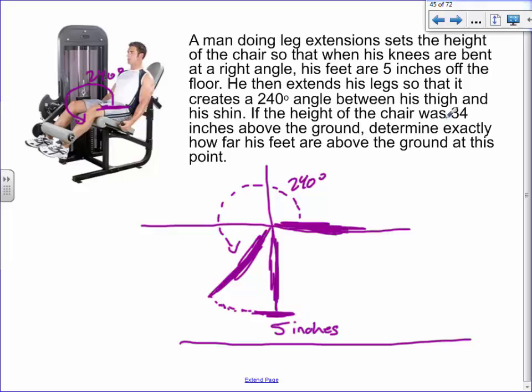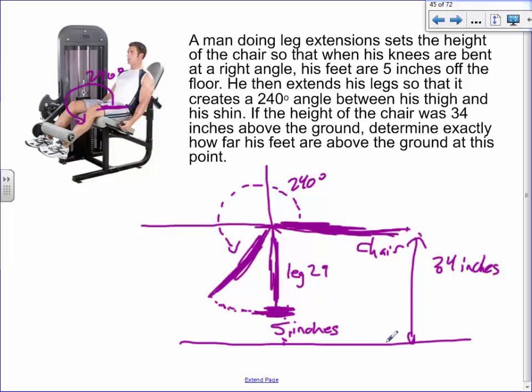The other information we get is that the height of the chair is 34 inches above the ground. So if this is where the chair is at, from here to here is 34 inches. What does that information help me figure out? Not so much the triangle yet. It helps me figure out how long his legs are. Okay, because if from here to here is like the length of his shins, does that make sense? From here to here is 34. From here to here is 5. That's 29. You guys see that?